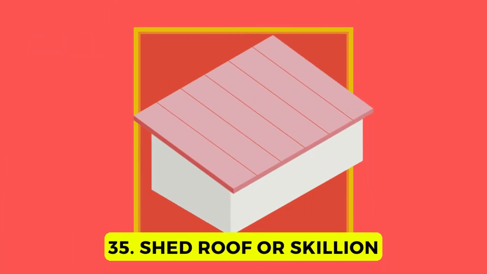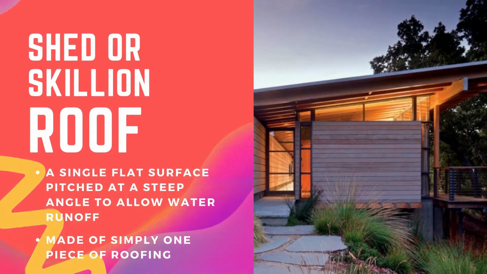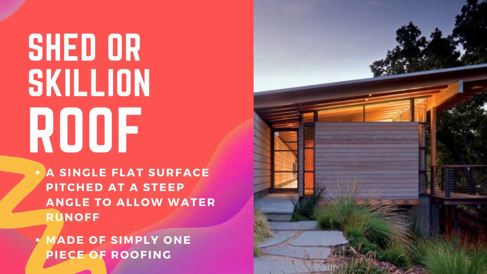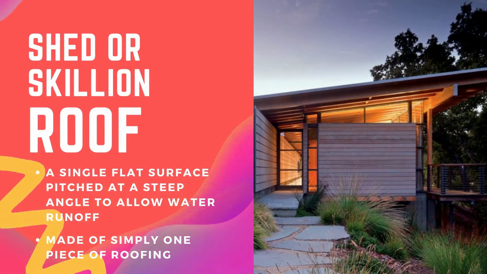35. Shed roof or skillion. A skillion roof has a single flat surface pitched at a steep angle to allow water runoff. Also known as a shed roof, skillion roofs are extremely easy and cheap to construct as they are made of simply one piece of roofing.